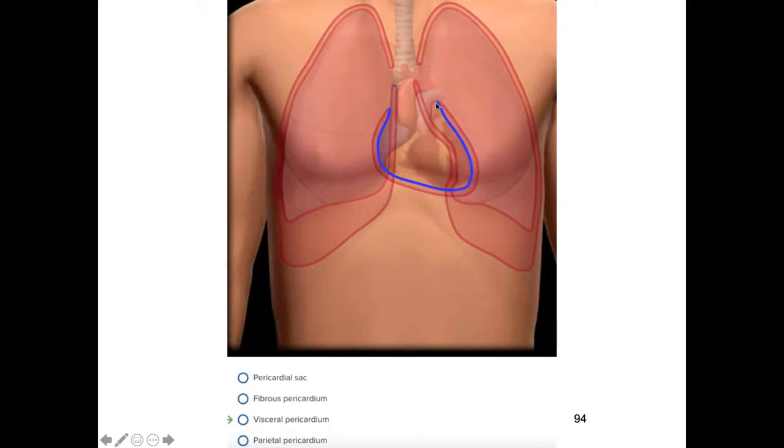Now here we're looking at the heart. What is the highlighted part? Right, so here's the highlighted part. Here's the outer part. And then the cavity is the space between the two. So best answer, look, they're giving visceral pericardium or parietal. The highlighted part in blue is visceral pericardium. Parietal pericardium would be this one. And then pericardial cavity would be between the two.